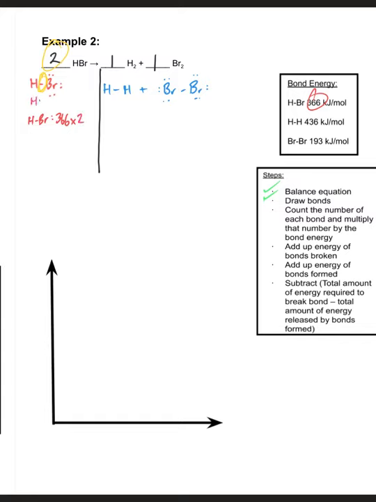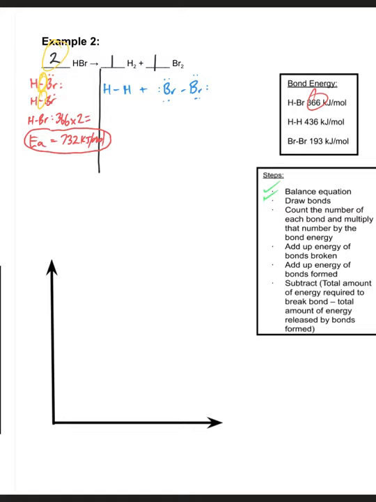And remember, if you need to draw each of those individual molecules from the balanced chemical equation to make sure or clarify that you're getting the correct number of those bonds, please go ahead and do so. So 366 times 2, I'm going to get 732 kilojoules per mole. Now, since that is the only type of bond on the reactant side, that is the total amount of energy that is absorbed in this particular reaction. Or in other words, that is our activation energy. So I'm done with the reactant side.